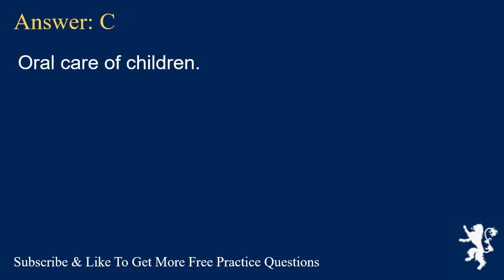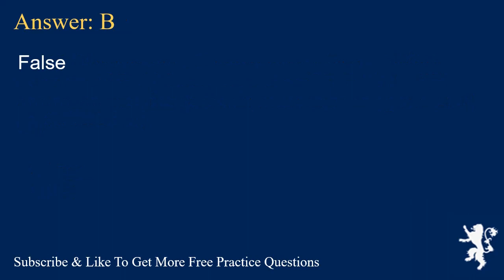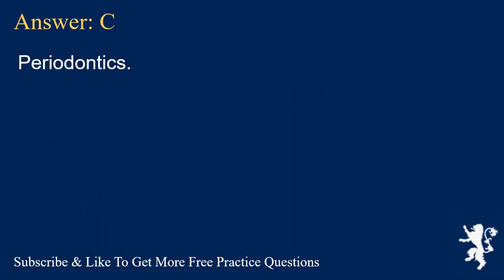Question 36. When a disinfecting solution meets all the claims listed and safety concerns are noted, the FDA will assign an EPA number that must appear on the label of the solution. A. True. B. False. Answer: B. False. Question 37. The specialty concerned with the diagnosis and treatment of the diseases of the supporting and surrounding tissues of the tooth is? A. Endodontics. B. Orthodontics. C. Periodontics. D. Pediatric dentistry. Answer: C. Periodontics. Question 38.